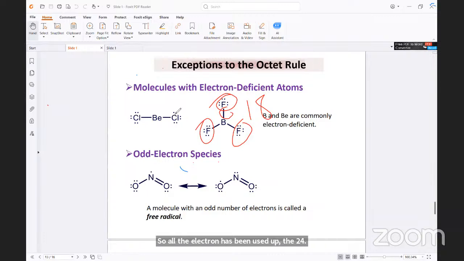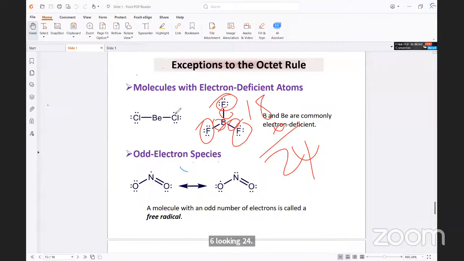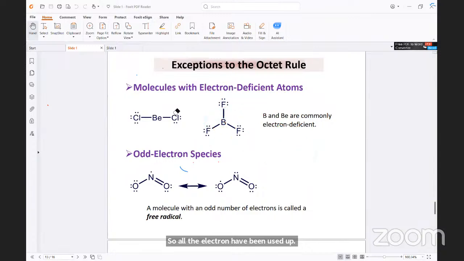The 24: 3 pairs, that's 6, making 24. So all the electrons have been used up, and all the fluorines are complete. Each of the fluorines has 8 electrons, but this one has 6. So boron is also electron deficient.